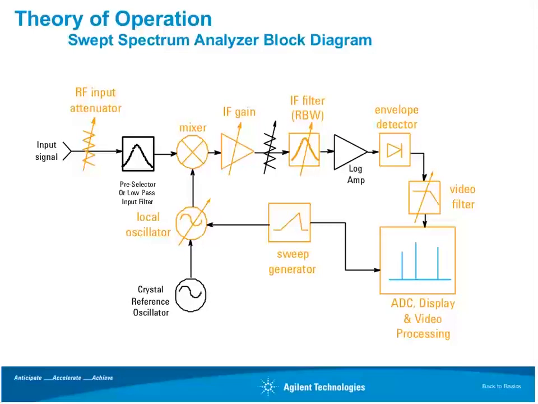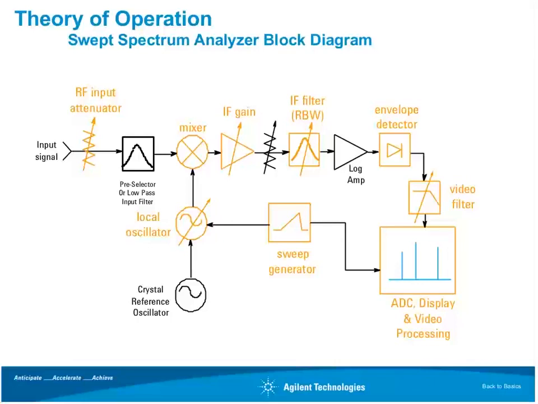Often this is called a pre-selector filter, in particular on microwave spectrum analyzers. Some RF spectrum analyzers get by with simply a low-pass filter. And the idea here is to limit the bandwidth of the incoming signal, again, to limit the amount of energy that eventually reaches the mixer.